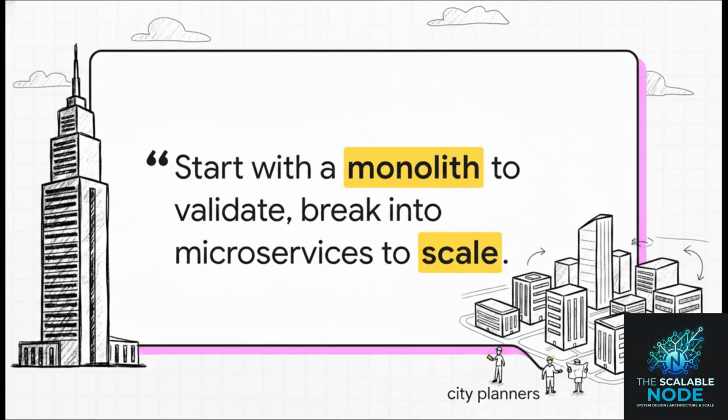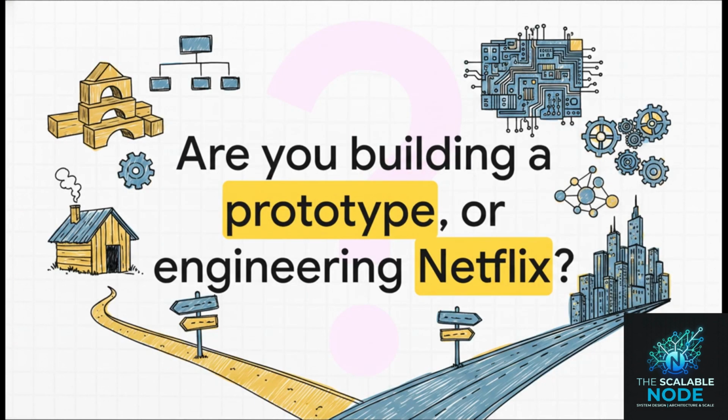So we arrive at the ultimate architectural rule of thumb from software pioneer Martin Fowler. He says, start with a monolith to validate, break into microservices to scale. Basically, build the skyscraper first to prove your business actually works, and then call in the city planners only when your traffic demands it.